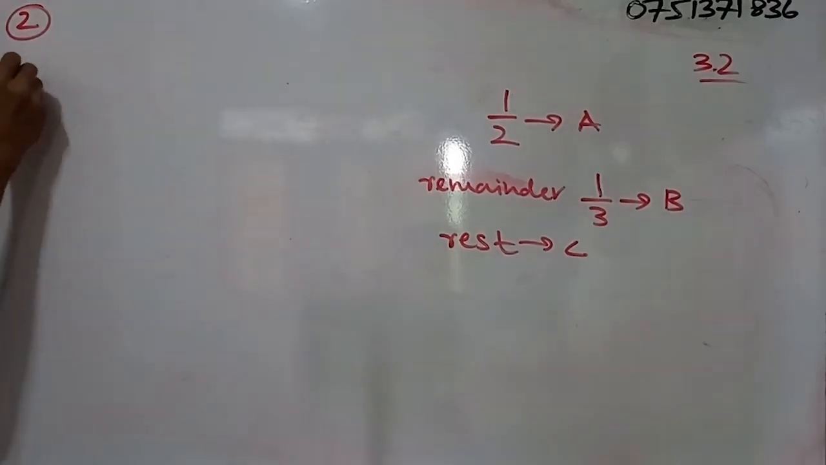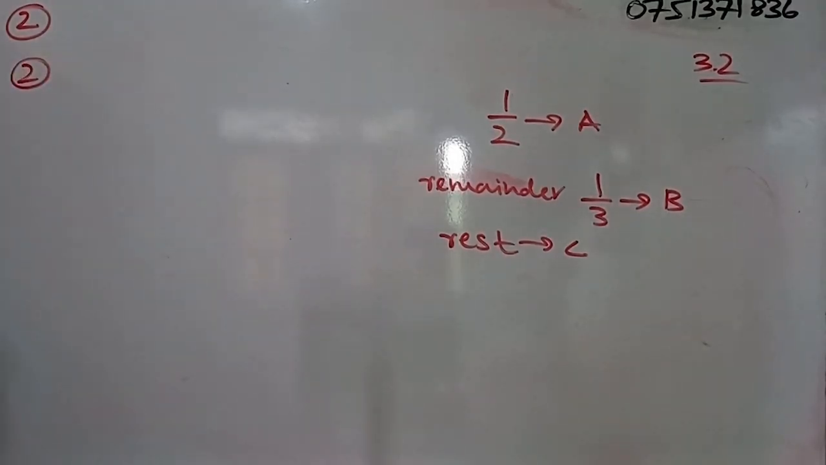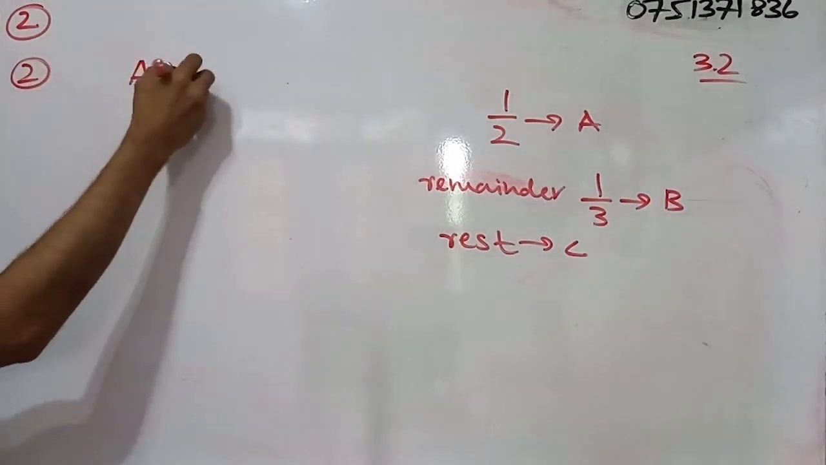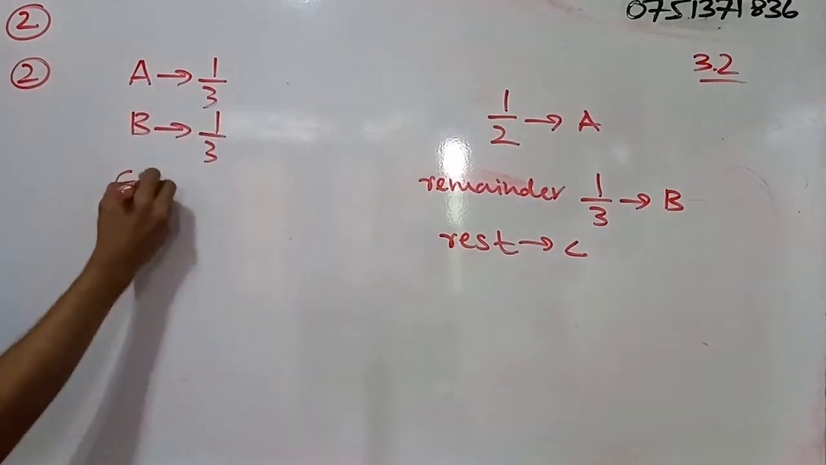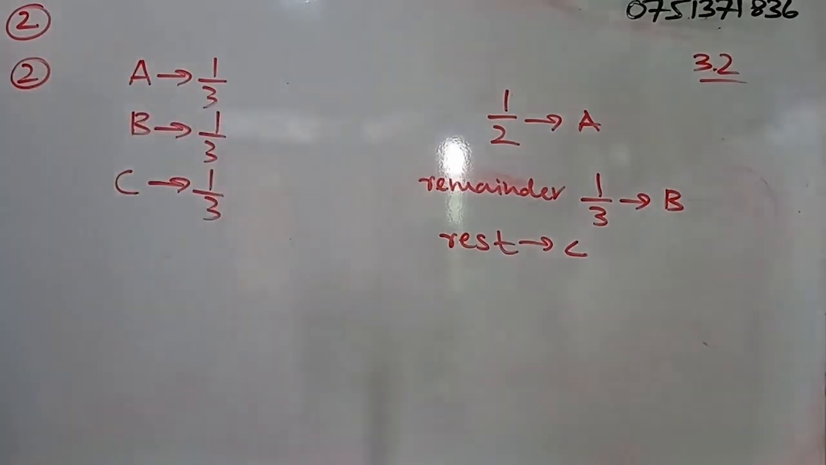So the second part of the question, if instead of dividing the amount in the above manner, it was divided equally between the three, show that the amount that B would receive is twice the amount that he received initially. Right, so now the amount has been divided into 3 equal parts now. That means what? A received 1/3, B received 1/3, and C also received 1/3.